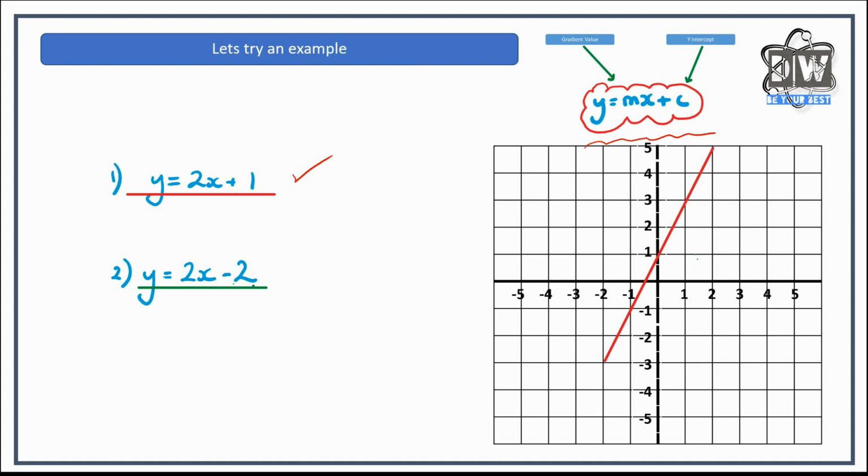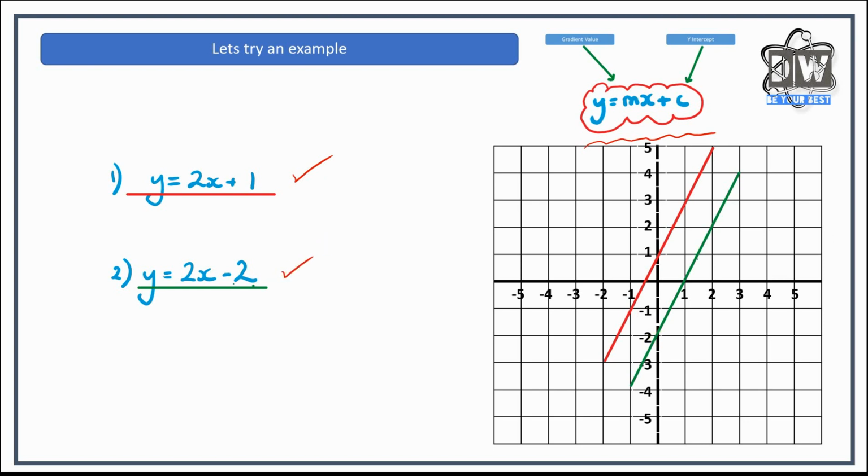The next line, if I can bring it up, here we go. This one again has a gradient value of 2, so you go out 1 up 2, and it's got a y-intercept value of -2. And we can see here that they're both parallel.